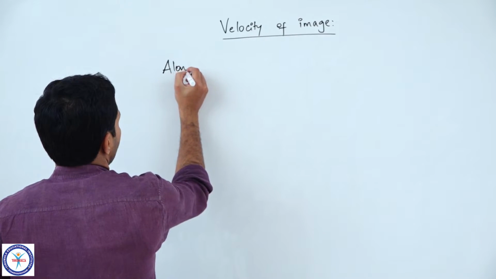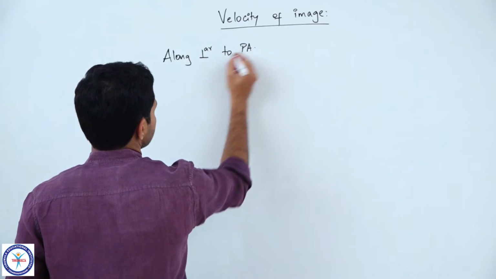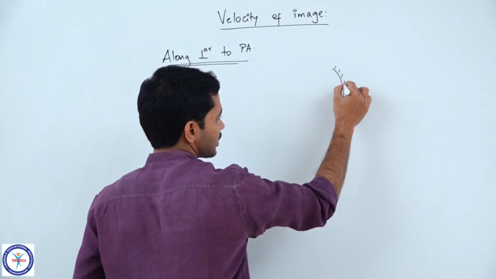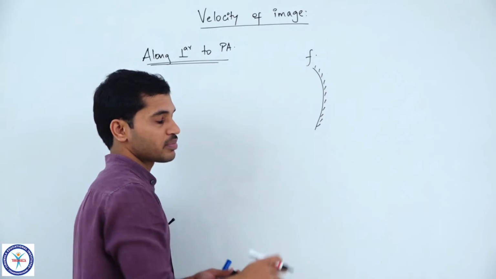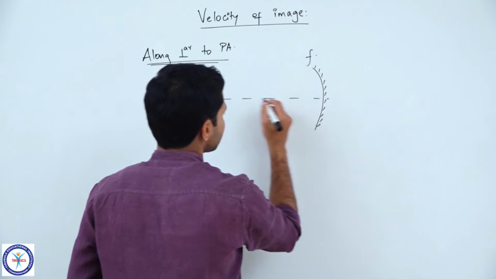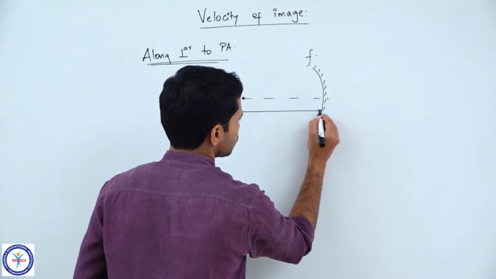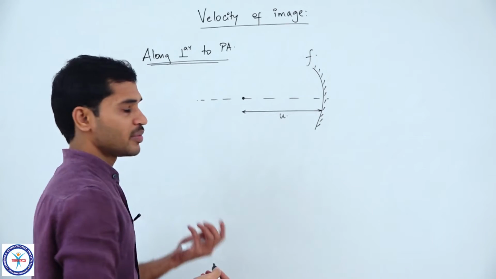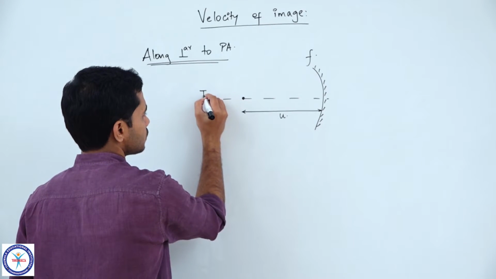Along perpendicular to principal axis. Okay. So, I will consider a mirror having some focal length f. It need not be a concave mirror, just for representation I am using that. So, let us consider that there is an object somewhere over here at a distance of u, and the image of that will be formed somewhere else. Let us say this is where the image is formed.